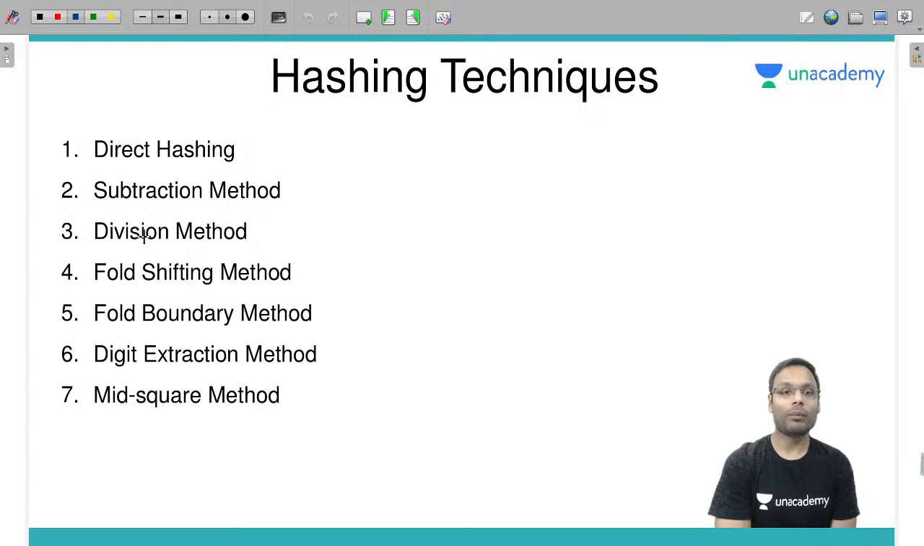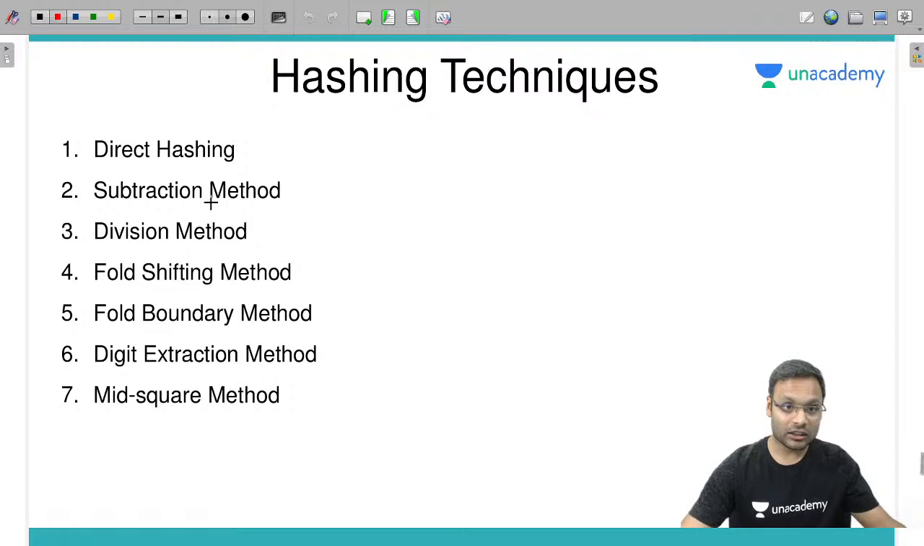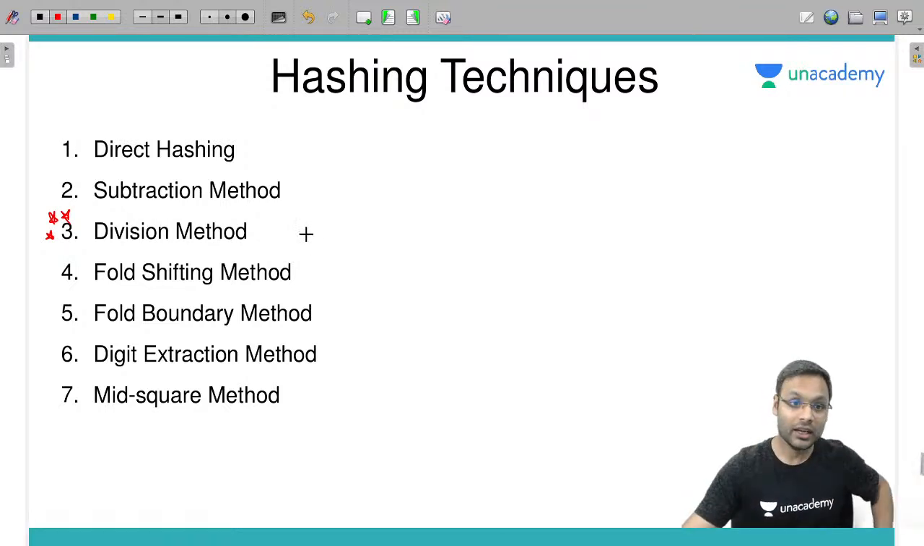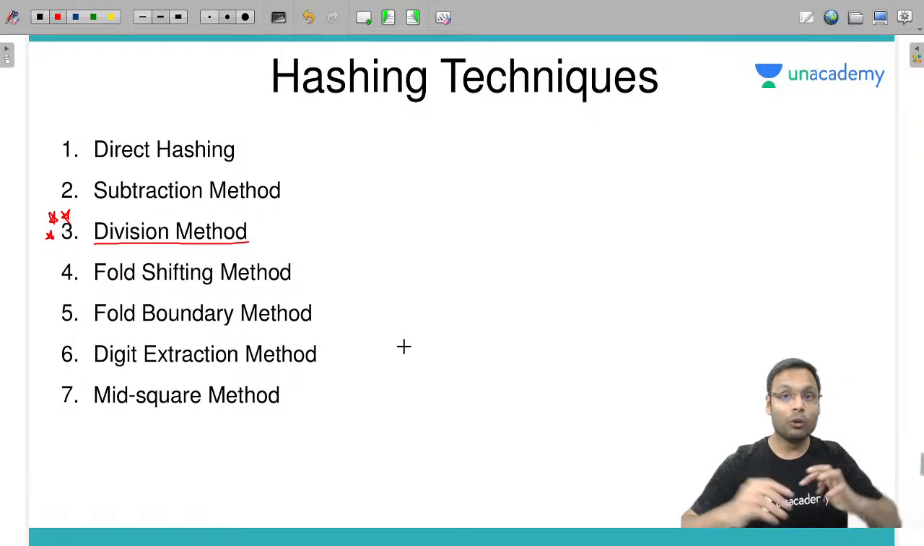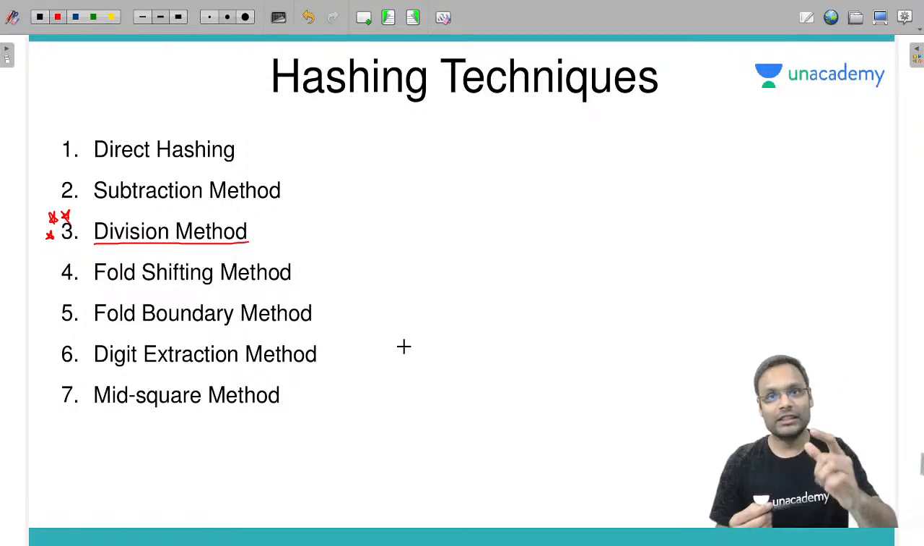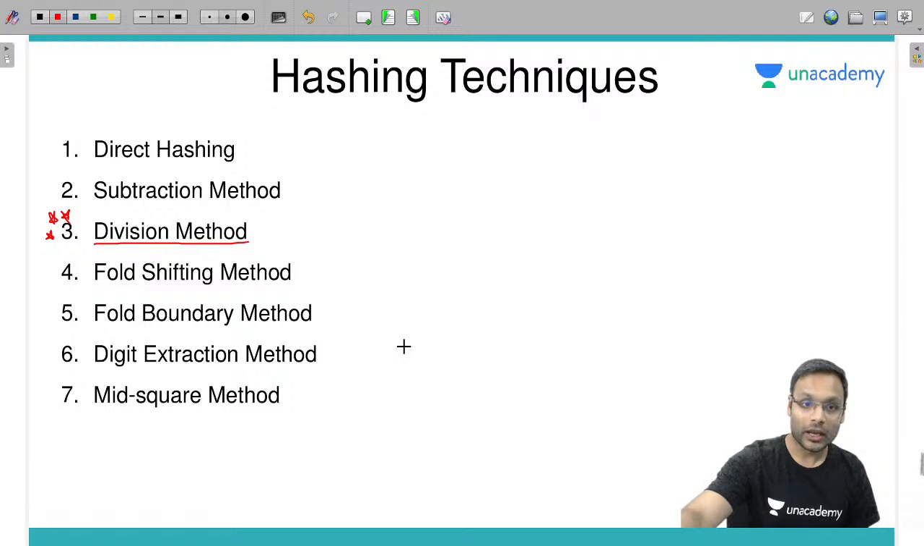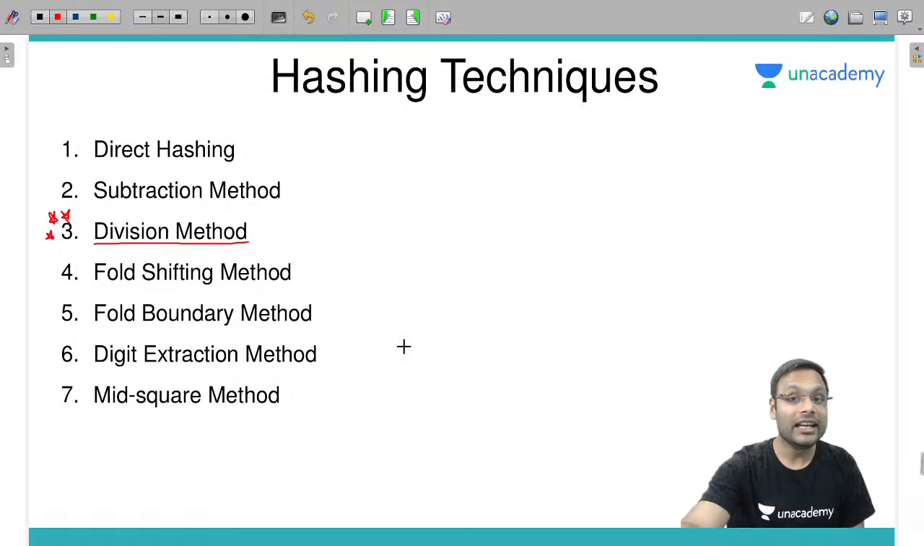Now let's talk about hashing techniques. Different techniques have been given, but this particular third method, the division method, you need to remember. Other than that, you don't have to remember anything. You will have to understand this mostly. What these methods are and how they work, we will see one by one. Okay, now I will need your support.